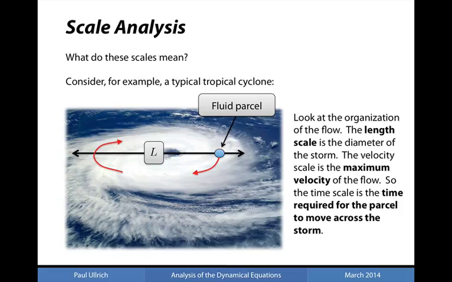So let's look at a typical tropical cyclone, for instance. The length scale is given by the diameter of the storm. The velocity scale is given by the maximum velocity associated with the flow, or a typical velocity associated with the flow. So the time scale then is the time required for a fluid parcel to move across the storm from one side to the other. So this gives us some notion of the time required for communication to occur across the length of the phenomenon. And this will then give us the evolution time scale associated with that phenomenon.